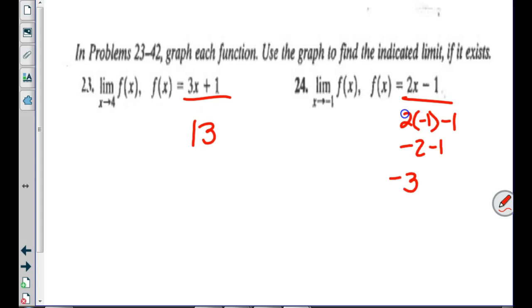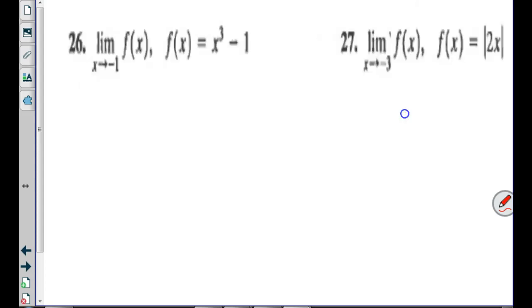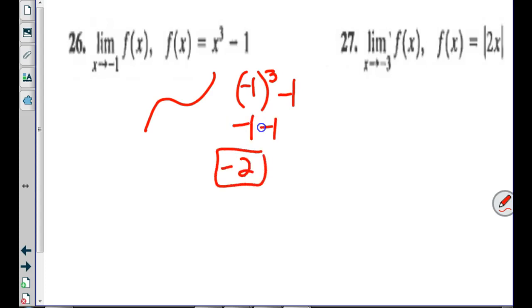-3, anybody getting that? That's the kind I would mess up because it's too easy. Okay, this is also a continuous, well-behaved function. So if we put in a -1, what is -1 to the third, guys? Yes, so we get -2. Graph it if you need to.